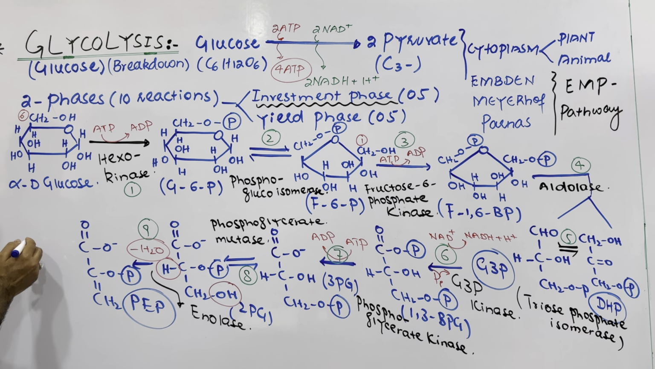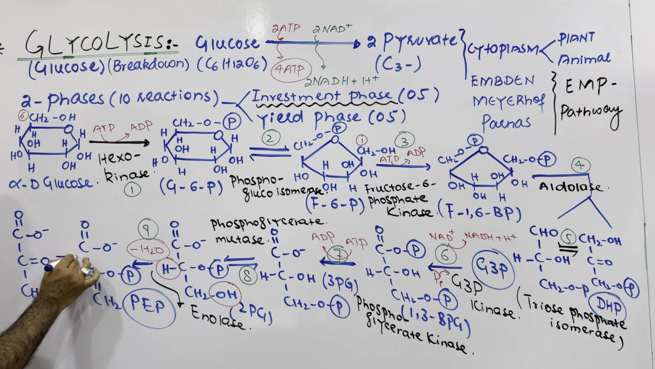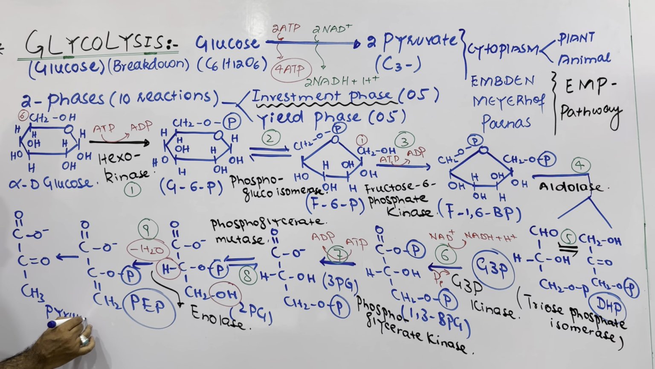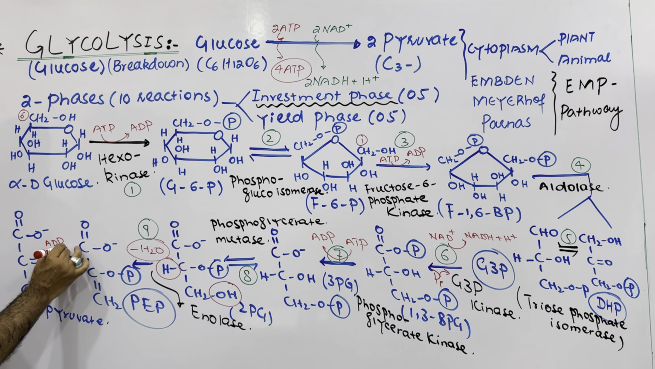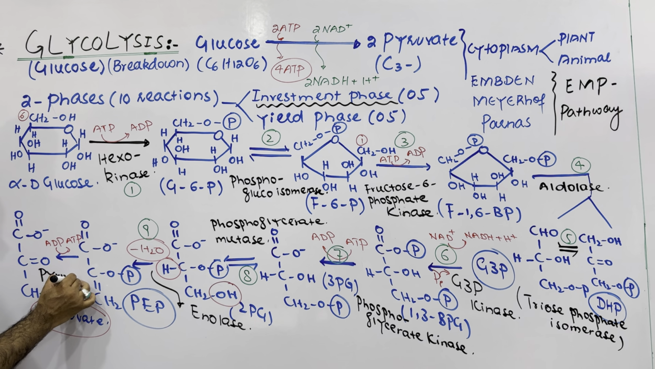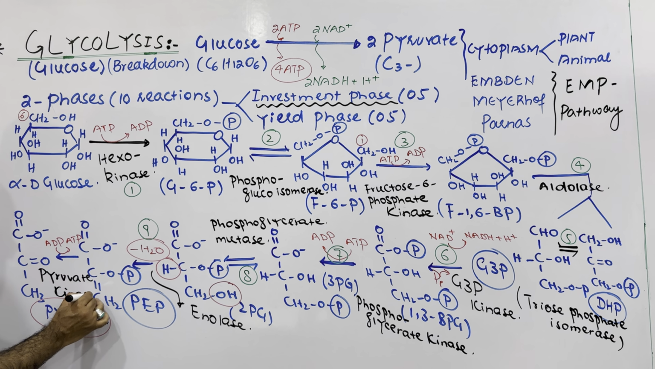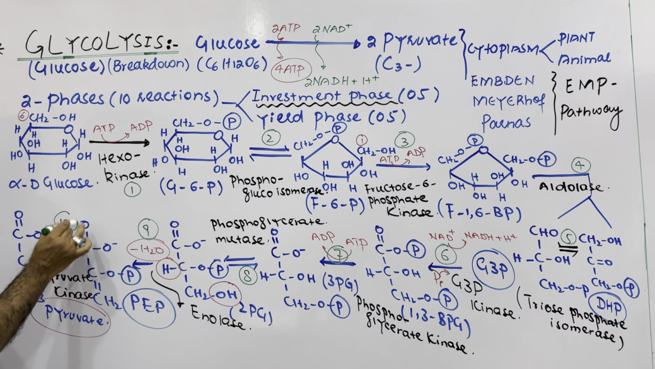Now, in the final step, my dear students, you will get a molecule that is pyruvate. And again, the dephosphorylation of this phosphoenol pyruvate takes place, and the phosphate group which is released will convert an ADP into an ATP. And you will finally get a molecule that will be the pyruvate, and it is the final product of the process of the glycolysis. And this final step is catalyzed by pyruvate kinase. So this one is the 10th step of this process of glycolysis.